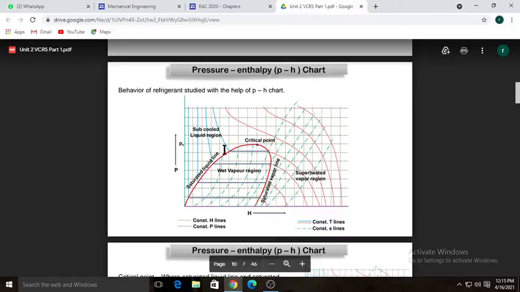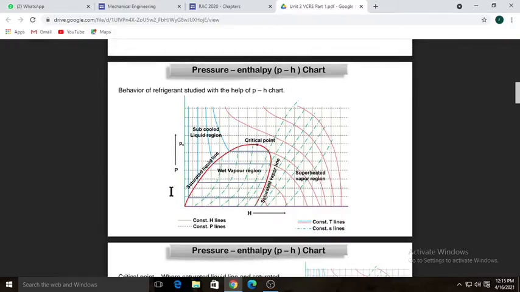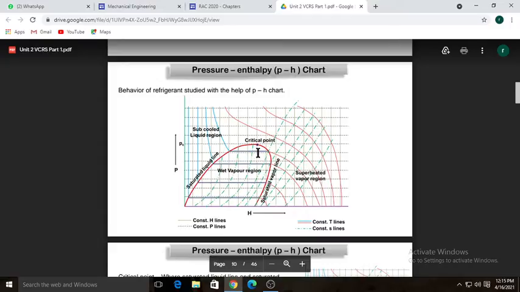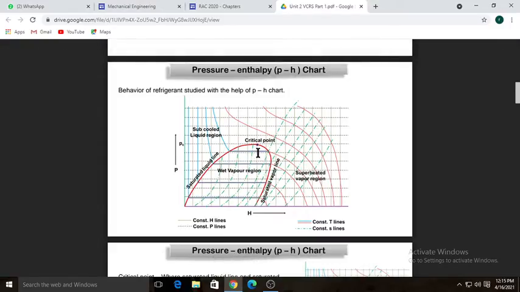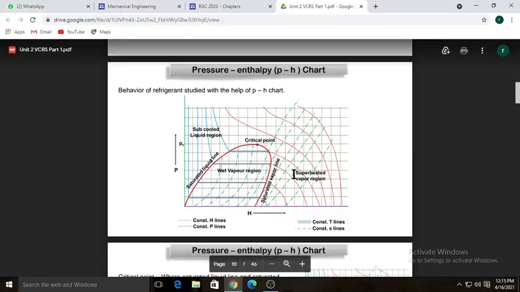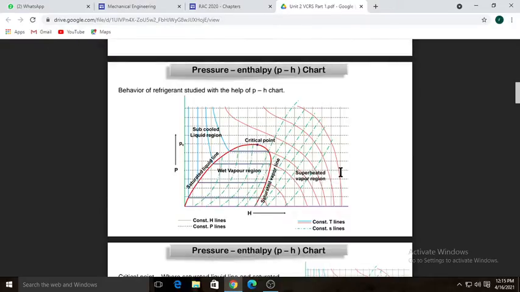You can see here this red curve. This red curve is the saturation curve. On the top of it there is a point which is the critical point. On the left side you see the saturated liquid line, and this is the saturated vapor line. Between these two we have the wet vapor region. Above this, we have the subcooled liquid region, and we have the superheated vapor region on the right side of the saturation curve.